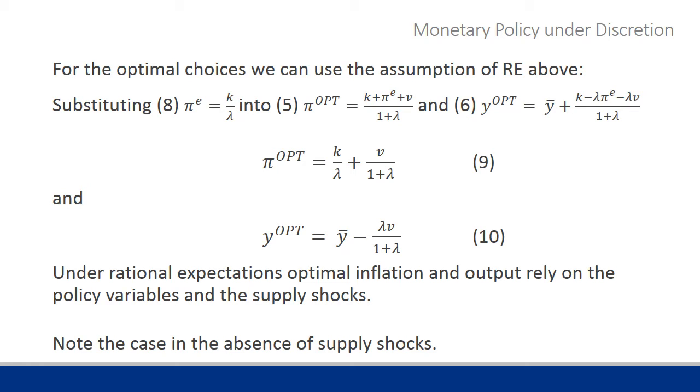Now we can find the optimal rates with the rational expectations rate of inflation. So we substitute equation 8 into equation 5, which is optimal inflation, and equation 6 for optimal output. We have that optimal inflation is now equal to k over λ plus v divided by 1 plus λ, and optimal output is equal to ȳ, the natural rate, minus λv divided by 1 plus λ.